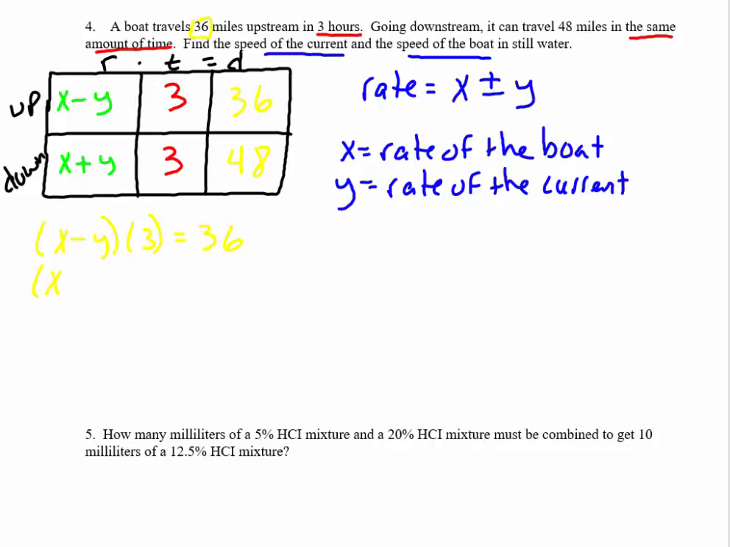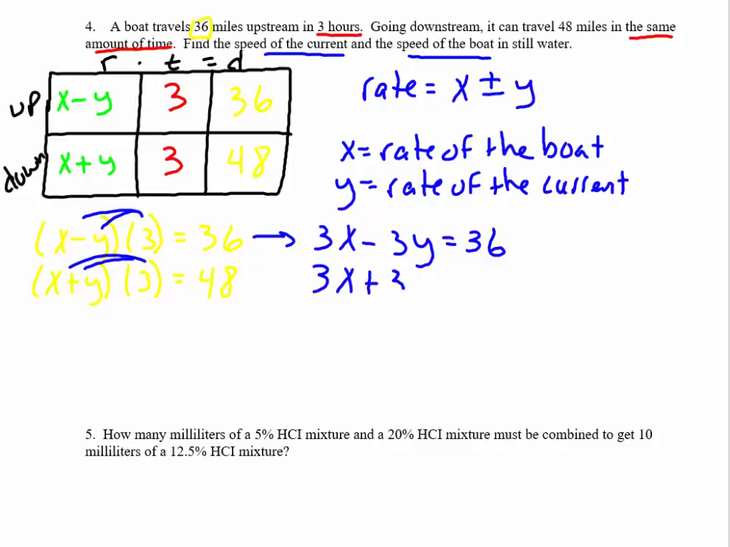And for downstream, x plus y times 3 equals 48. If you don't like that 3 behind the parentheses, you can certainly put them in front of the parentheses. So now we'll distribute the 3 and we'll end up with 3x minus 3y equaling 36. We'll distribute the 3 as well. We get 3x plus 3y equaling 48.